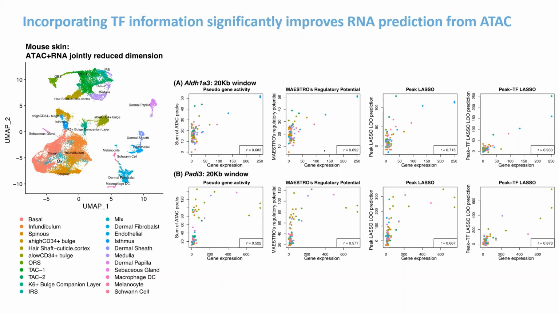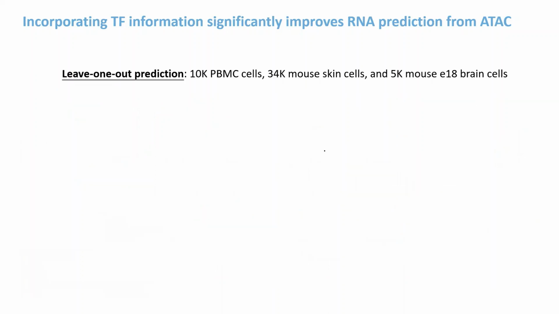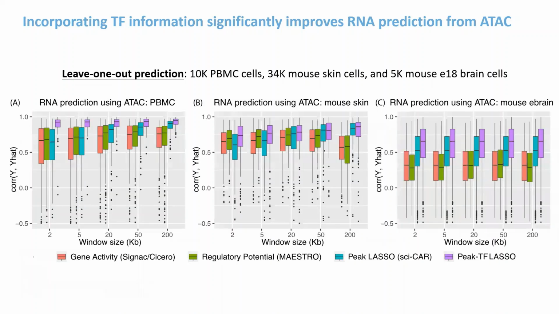Now, of course, this might seem a little cherry picking. So if you do a genome-wide prediction accuracy assessment, we find that across these three different data sets, incorporating the TF information significantly increases the prediction accuracy. And of course, you account for overfitting, et cetera, in this case, okay?